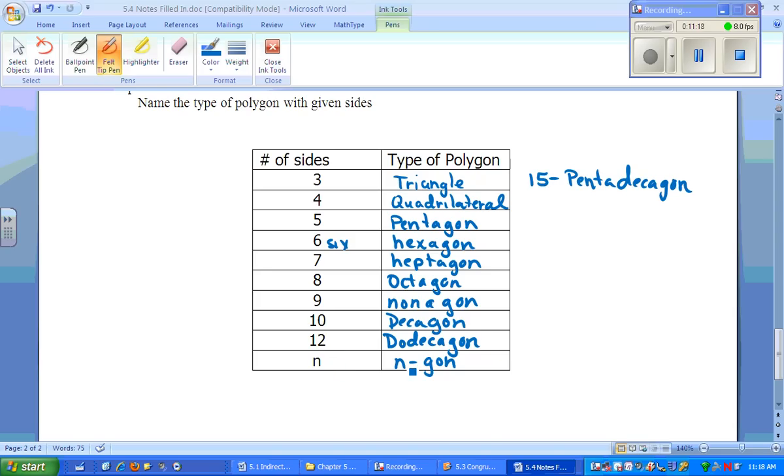N, that means any number, would be an n-gon. So if you said 13, 16, 18, 25, you put the number dash gon. All right. And the last one our book uses is 15, which is a pentadecagon, combining the idea of five and the decade together, pentadecagon for that.